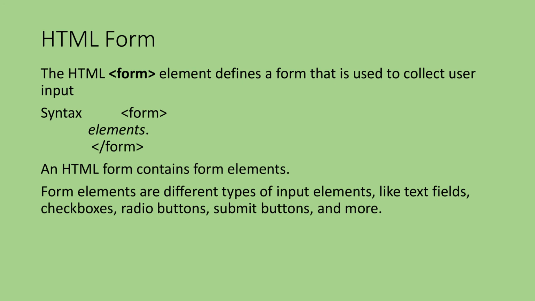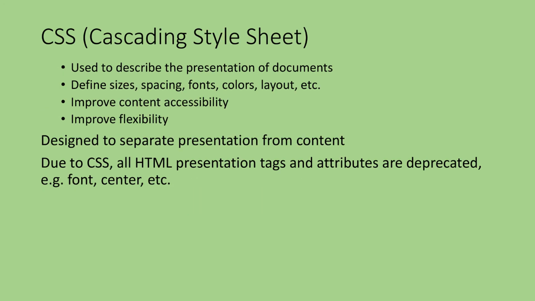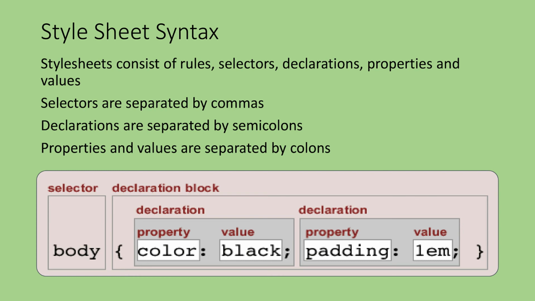Next topic is CSS, Cascading Style Sheet. Cascading Style Sheet is used to describe the presentation of a document. Define sizes, spacing, fonts, colors, layouts, etc. Improve content accessibility. Then improve flexibility. It is designed to separate presentation from content. Due to CSS, all HTML presentation tags and attributes are deprecated. Example, font, center, etc.